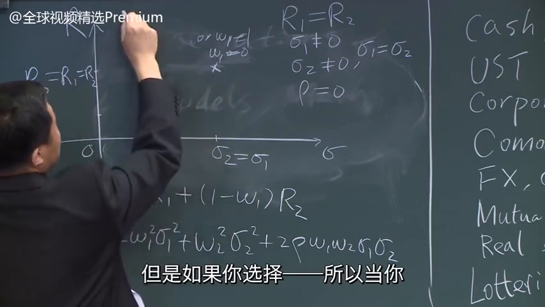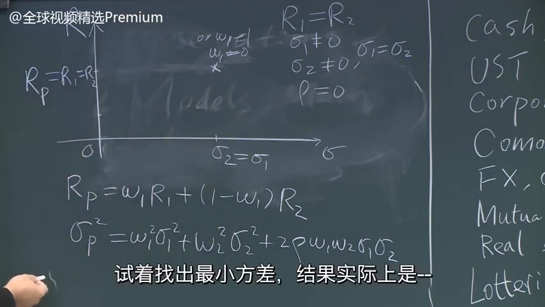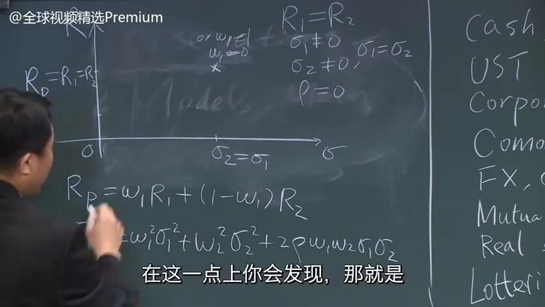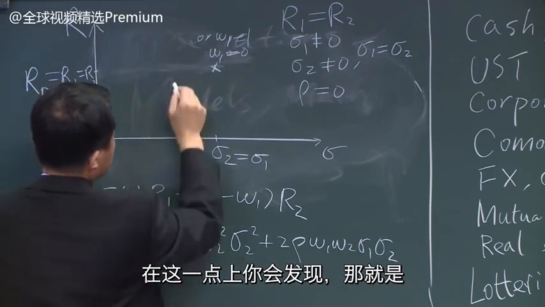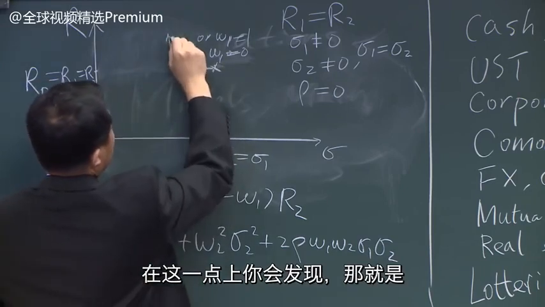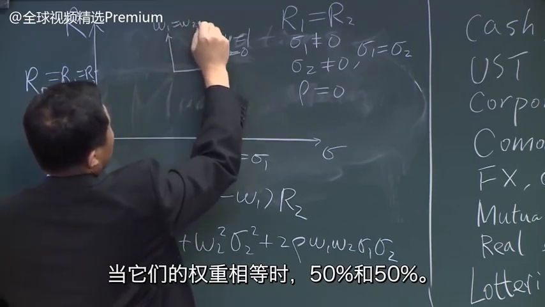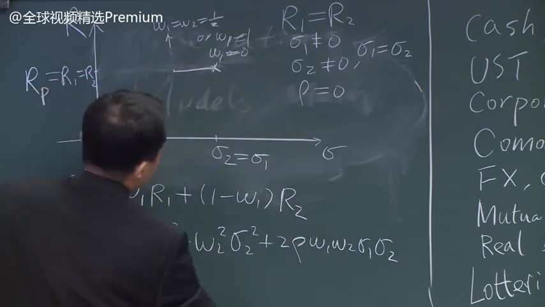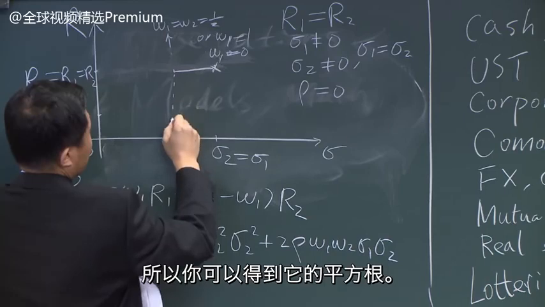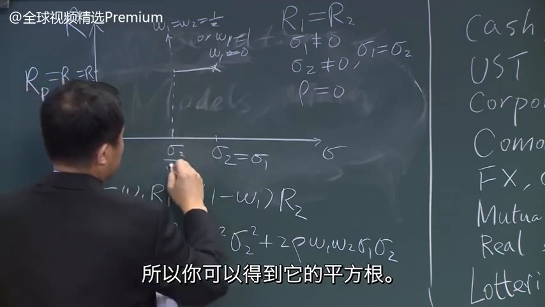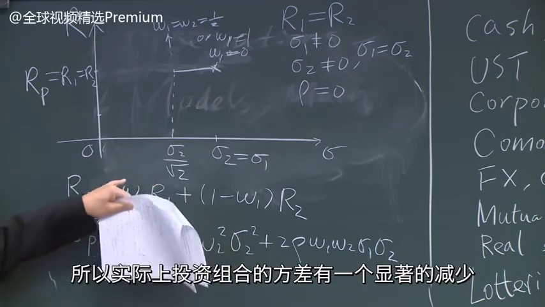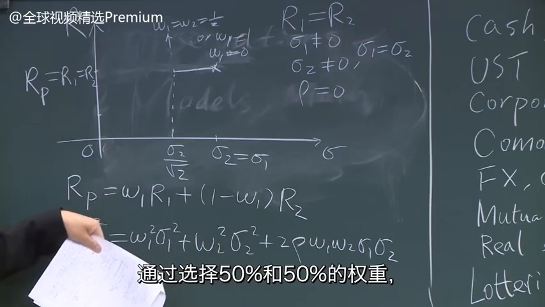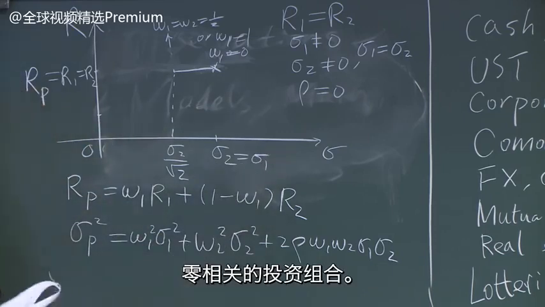But what if you choose, so when you try to find the minimum variance, you actually end up, I'm not going to do the math. You can do it afterwards. You check by yourself. Okay, you will find at this point, that's when they are equally weighted, half and half. So you get the square root of that. So you actually have a significant reduction of the variance of the portfolio by choosing half and half, zero correlated portfolio.